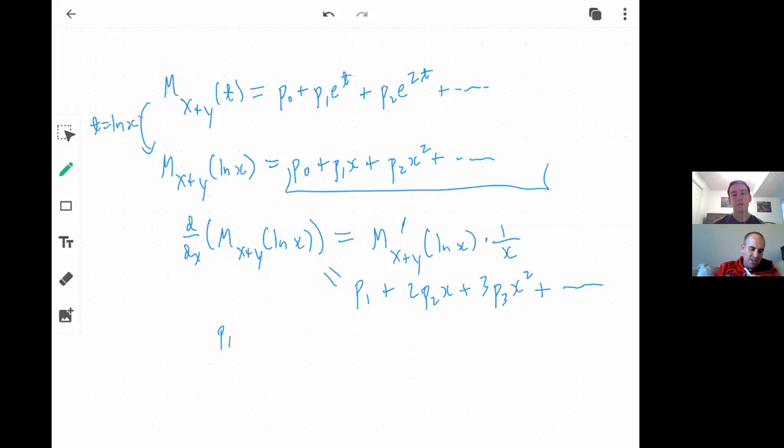So p sub 1 would be equal to, this is kind of what I was talking about at the beginning of the semester, where I kept saying the moment generating function really kind of gives you everything. You might not realize it, but you can actually even extract the various probabilities from that thing. So it'd be like the limit as x goes to 0 from the right of this thing.